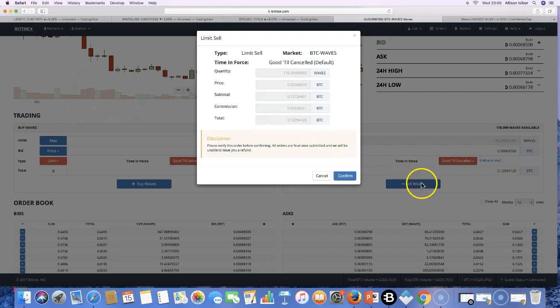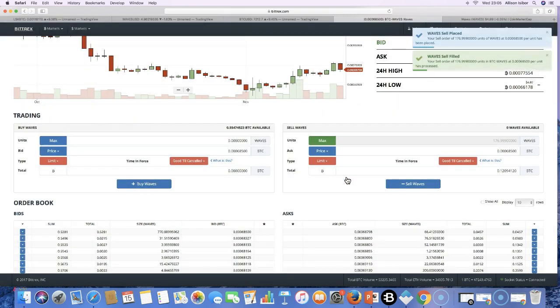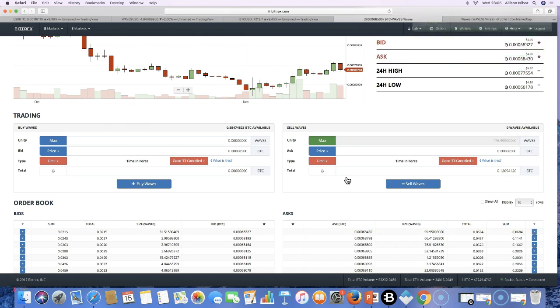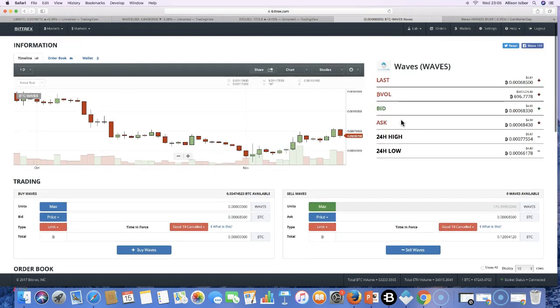Okay, so I click on sell waves. It gives me the quantity and everything, and then I just click confirm. Now that is it. I've sold my waves. Okay, you can see that everything is sold. Now that I've sold it, let me just run through a few things, ladies and gentlemen.